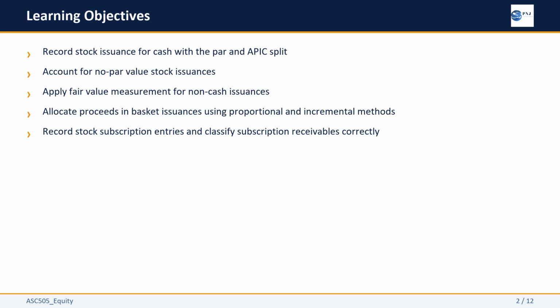After this section, you will be able to record stock issuance for cash, including the split between par value and additional paid-in capital, account for no par value stock, apply fair value measurement when shares are issued for non-cash consideration, allocate proceeds across multiple securities in a basket issuance, and correctly record and classify stock subscriptions and subscription receivables. Let us go through each scenario.